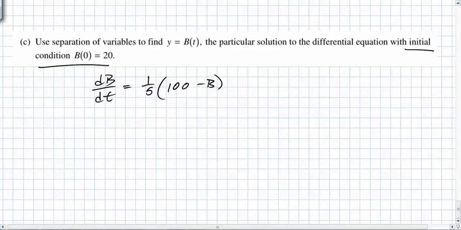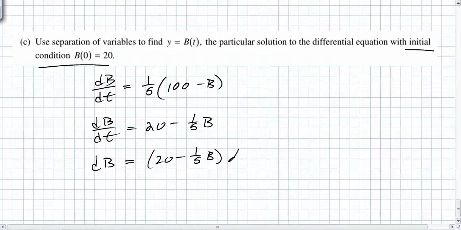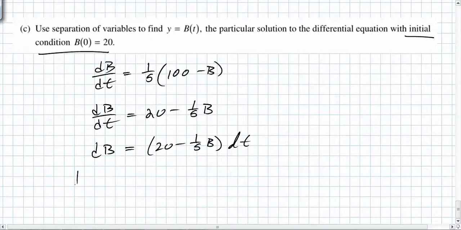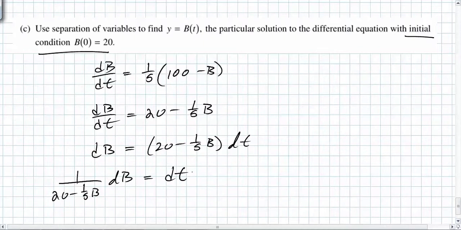That's the first thing we need to do. What does it mean to separate the variables? We can multiply. Well, let's multiply it out first. We know dB dt is equal to 20 minus 1/5 b. So what should we multiply both sides by? dt. So we know dB is equal to 20 minus 1/5 b times dt. So therefore we know that 1 over 20 minus 1/5 b dB is equal to dt. So we have separated the variables right there. All of the dB is attached to just b and constants, and dt is attached to just a constant.